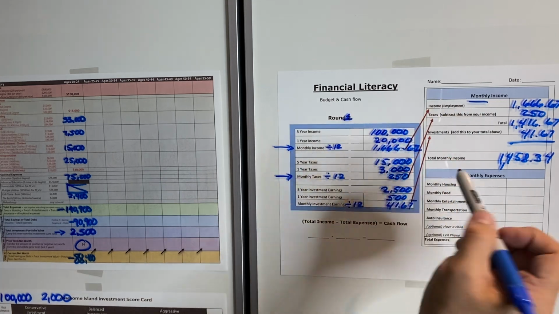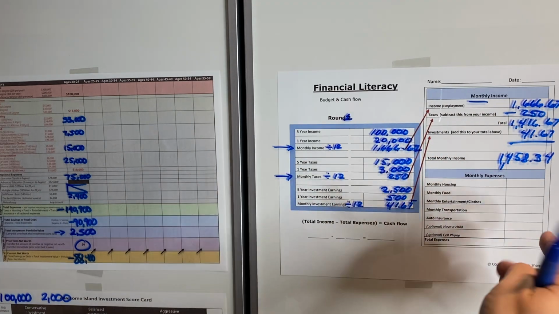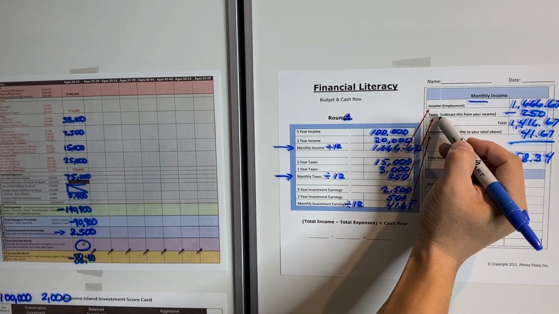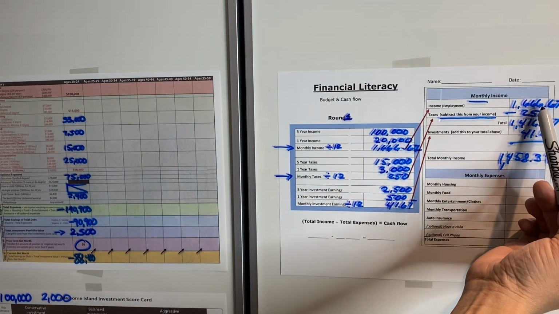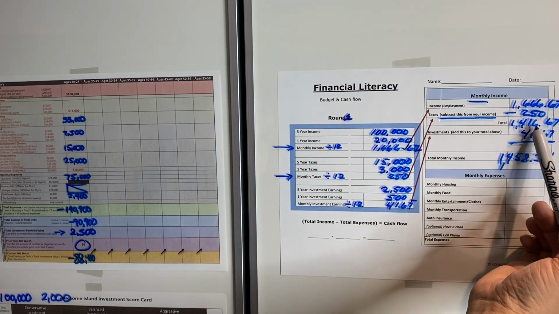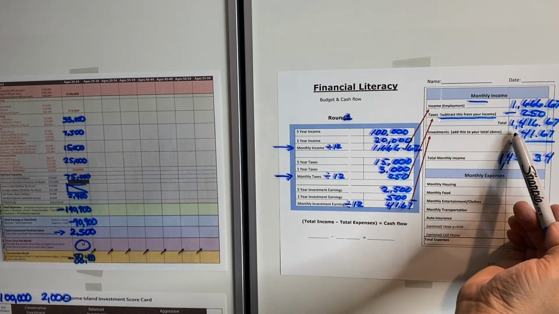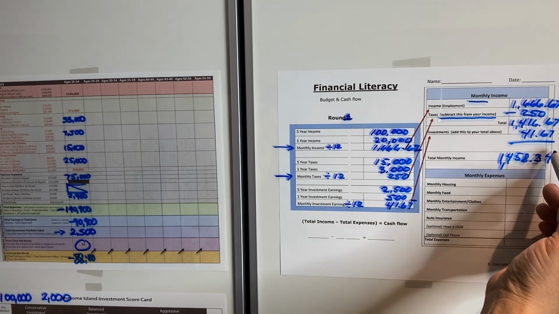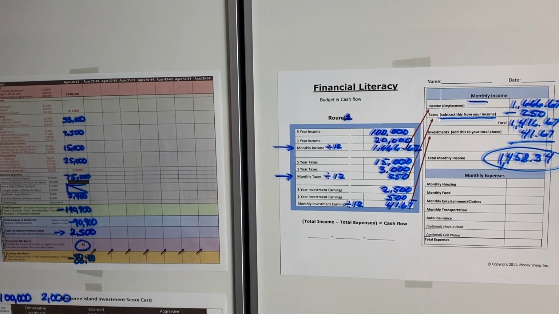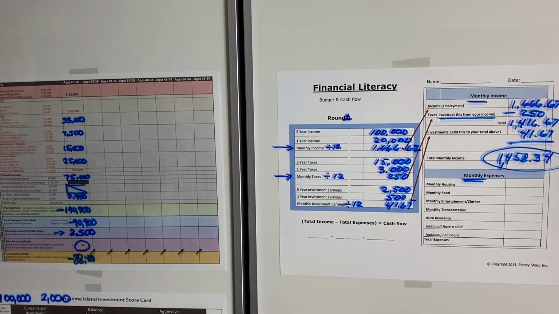Let me recap. We entered our income here. Our taxes is money that we pay the government, so I subtracted it. If you're not sure what to do with your taxes, the instructions show you subtract this from your income. So we had 1666 minus 250 equals 1416 and 67 cents. We added our investments because that's money that came in, and that gave us a monthly total of $1,458.34.